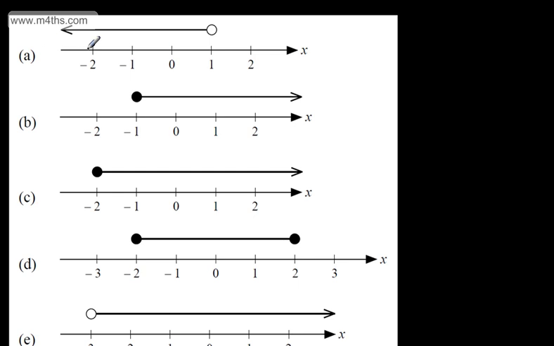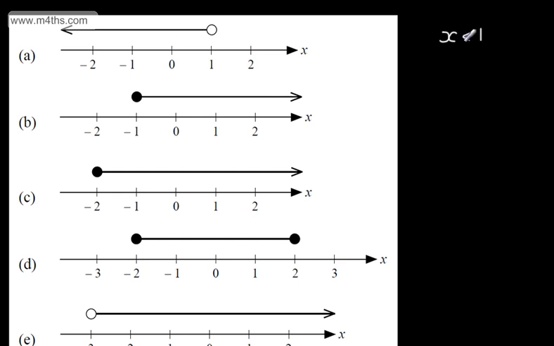So this one right here, what we've got now, we've got the open dot at 1. We've got all values less than 1. So what we can say from this then is that x is going to be less than, and strictly less than, 1. If you want, you can look at the way the arrow's pointing.